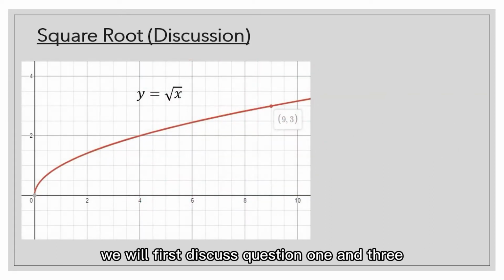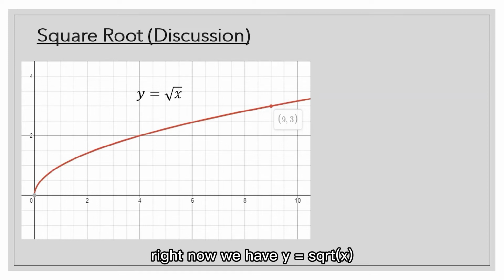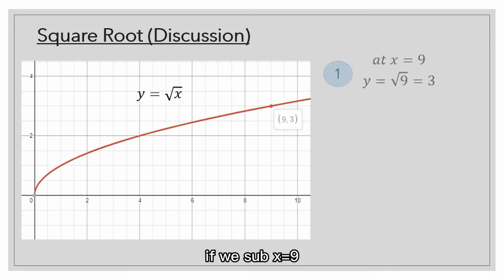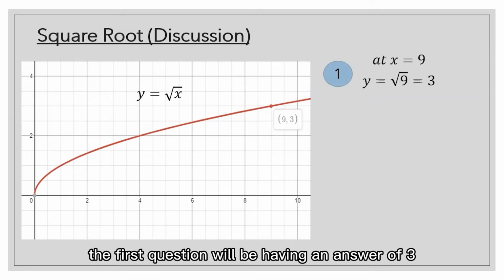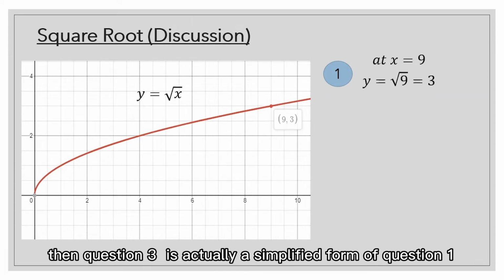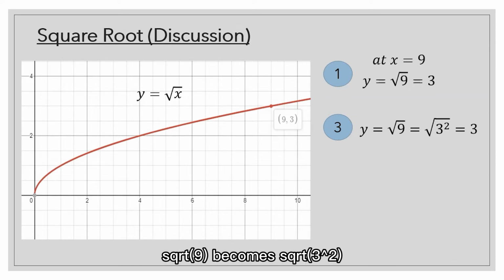We will first discuss question 1 and 3. Right now we have y equals square root of x. If we substitute x equals 9, the first question will have an answer of 3. Then, question 3 is actually a simplified form of question 1. Square root of 9 becomes square root of 3 squared. Eventually you will get positive 3.